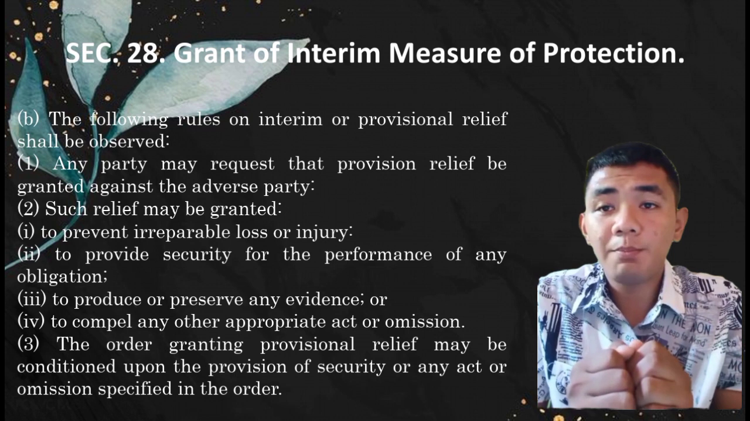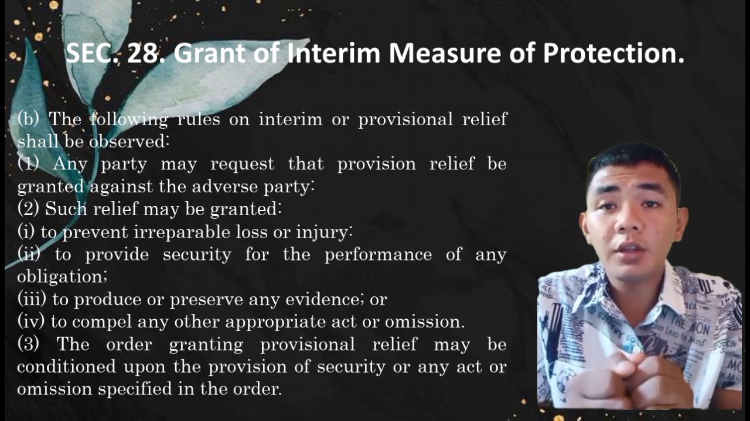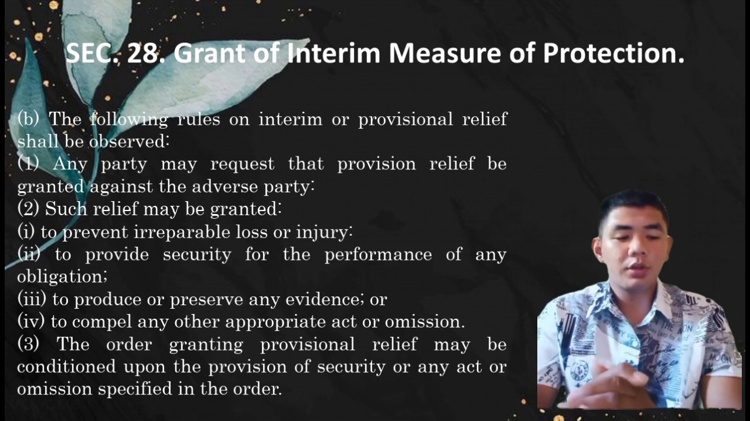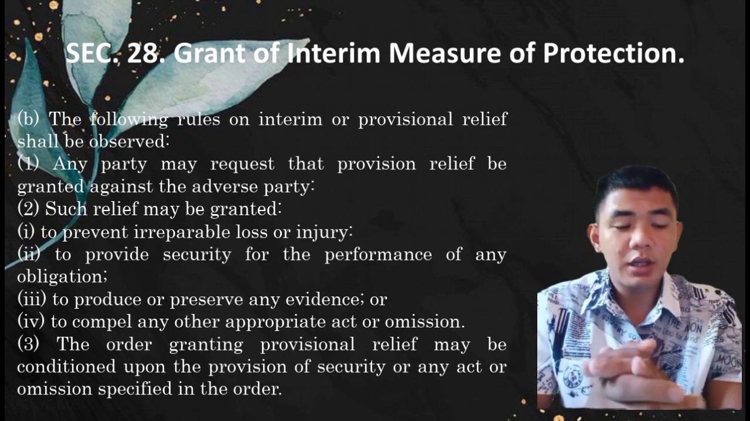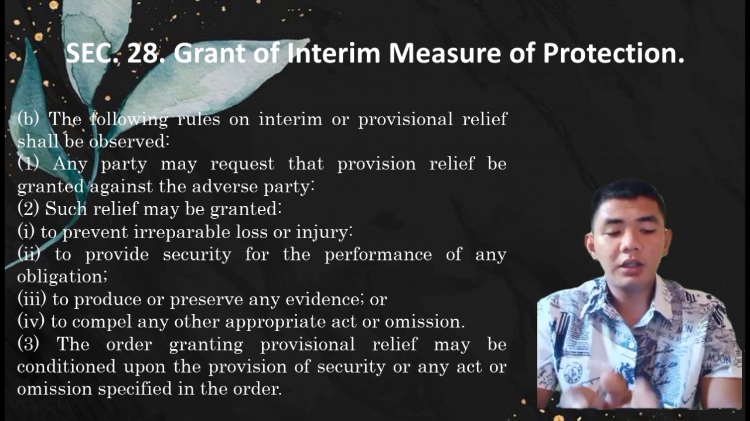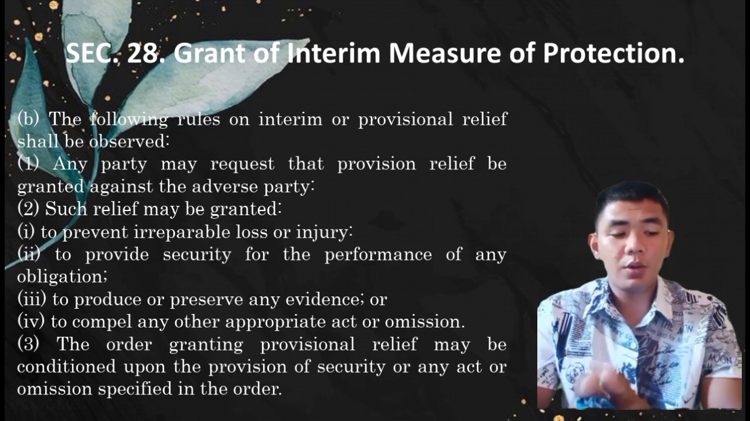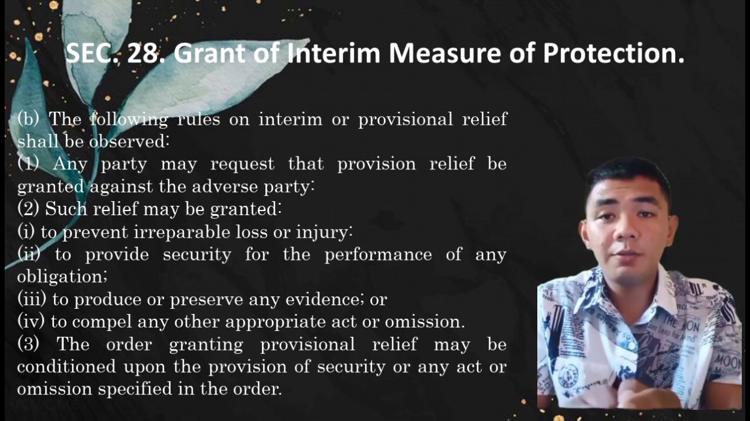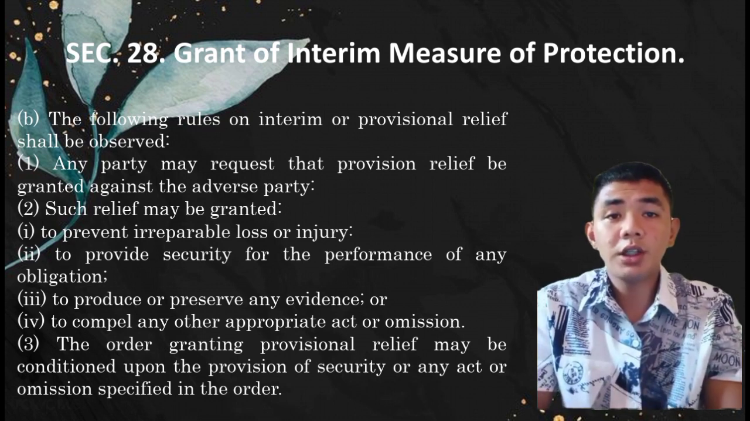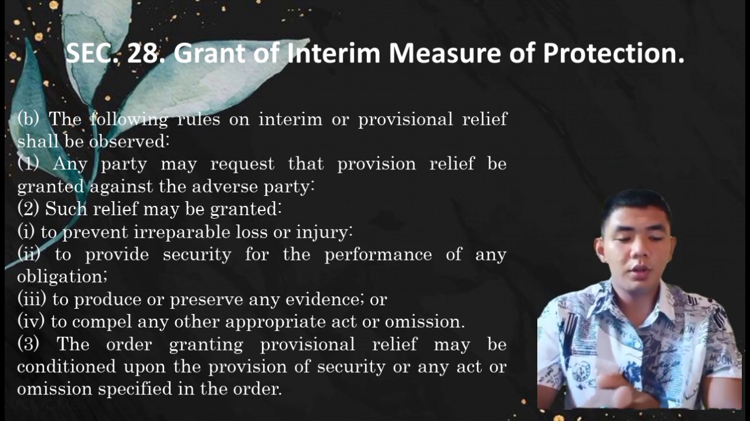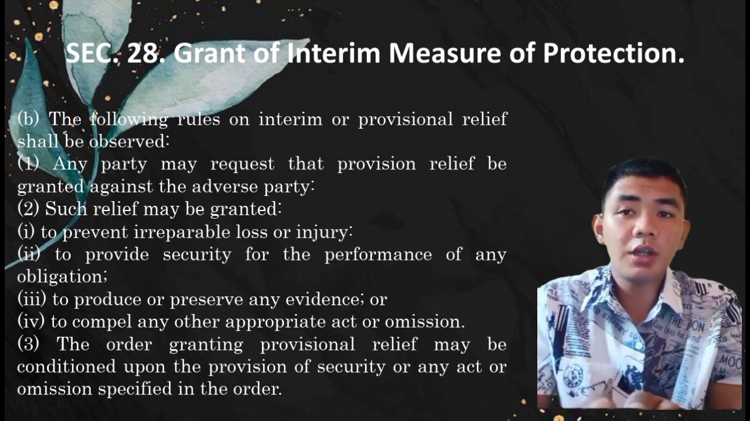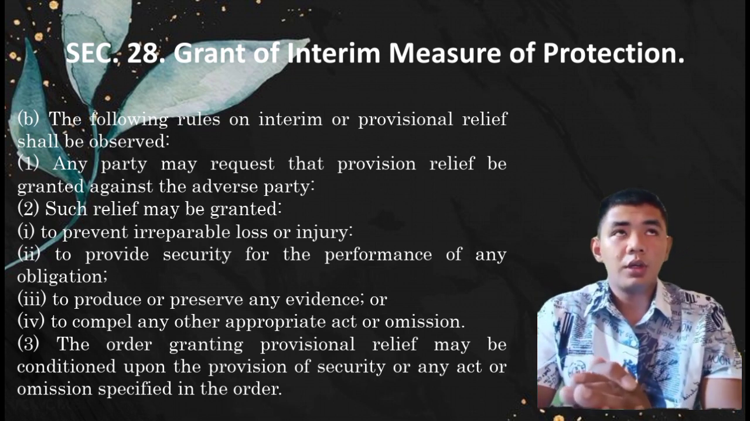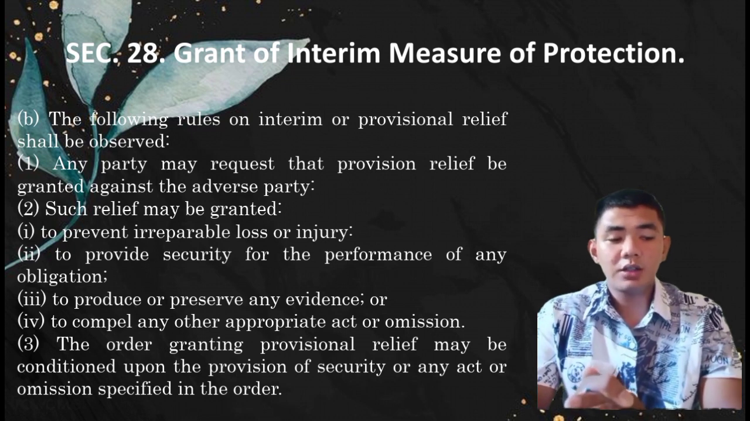And next is to compel any other appropriate act or omission. It states that we will prevent any illegal things that possibly will happen to us while the arbitration process is ongoing. 3. The order granting provisional relief may be conditioned upon the provision of security or any act or omission specified in the order. In number 3, it states that it is important to prevent any other acts or omissions.